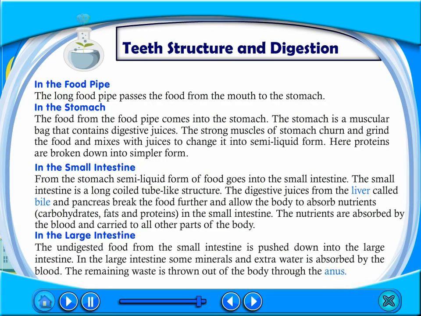In the large intestine, the undigested food from the small intestine is pushed down into the large intestine. In the large intestine, some minerals and extra water are absorbed by the blood. The remaining waste is thrown out of the body through the anus.